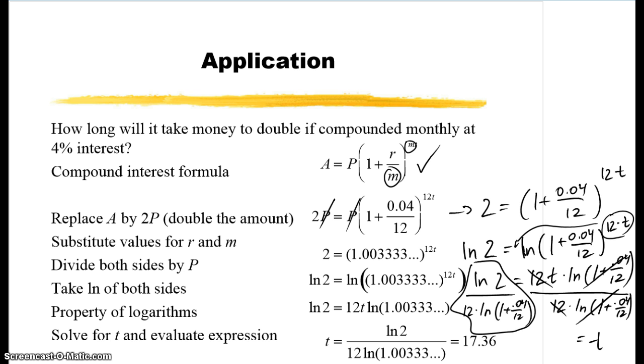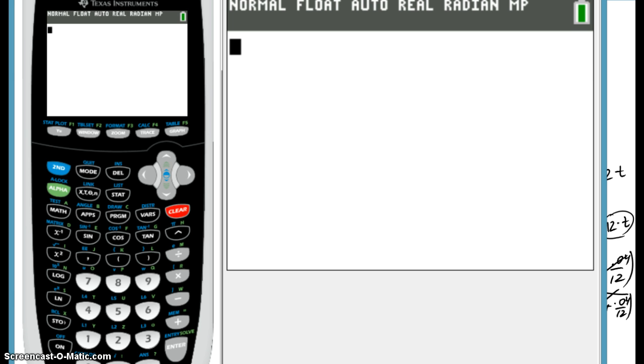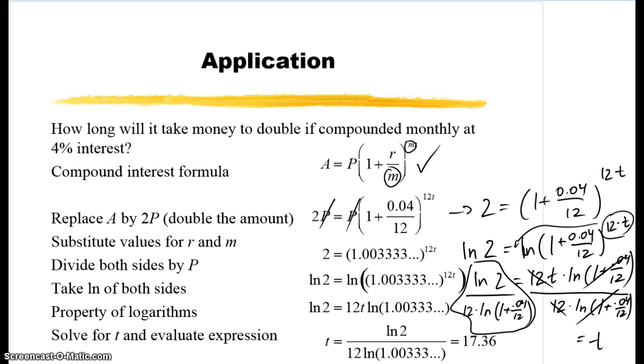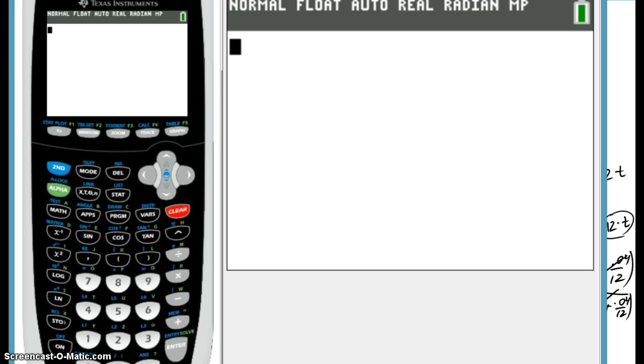Okay, so why don't we solve this on our calculator now? And on my calculator, I'm going to enter this expression here: ln of 2 divided by 12 ln of (1 plus 0.04 over 12). Let's do it. I'm going to start by opening a parenthesis for the numerator. The ln key is right here next to the 4 key, to the left of it. ln of 2, close parenthesis for natural log, close parenthesis for numerator, hit the division sign for the fraction bar, and open a new parenthesis for the denominator, where we had 12 times the log.